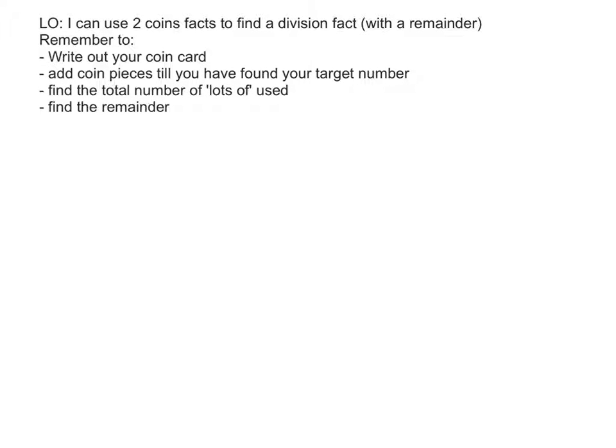Okay, now I've read the remember twos, let's have a go at an example. Let's do 135 divided by 6. Right, first step we have to remember is to write out our coin card. So let's do that nice and quickly.